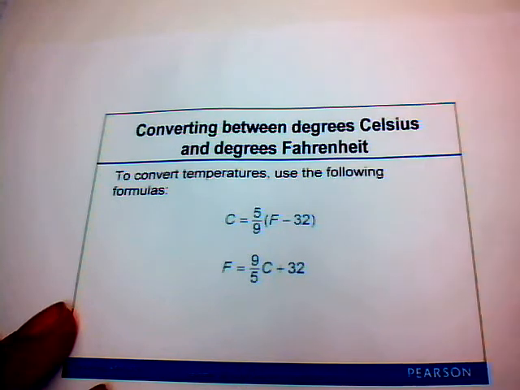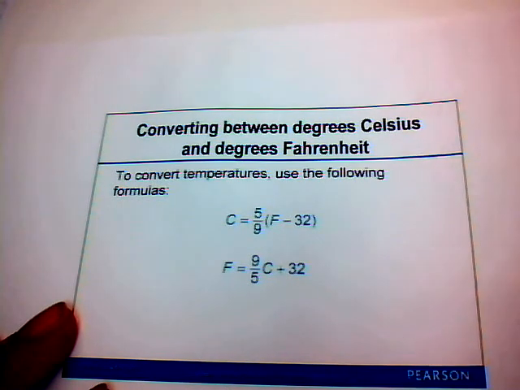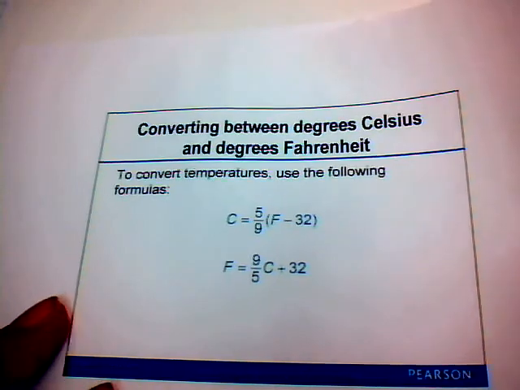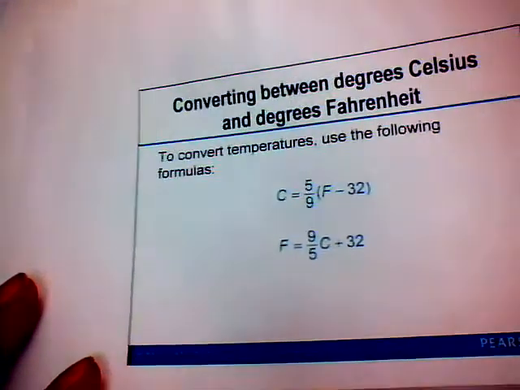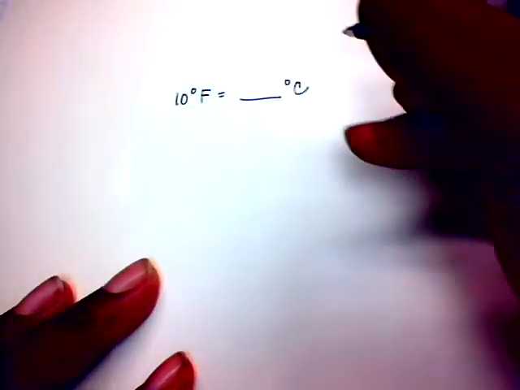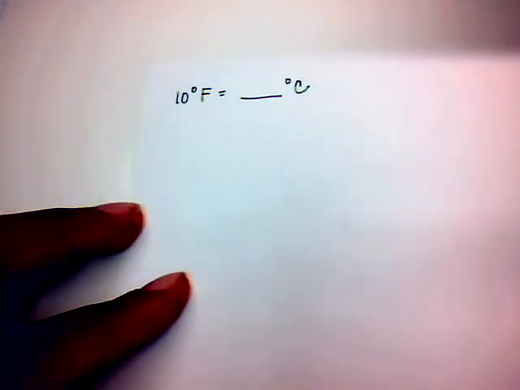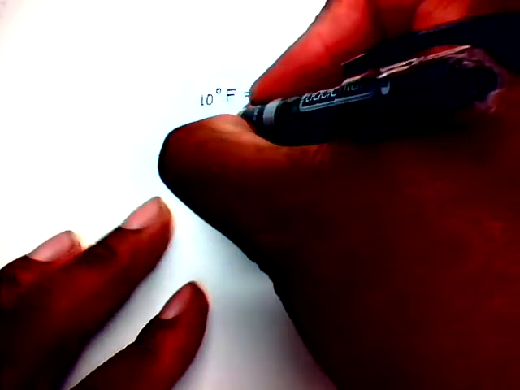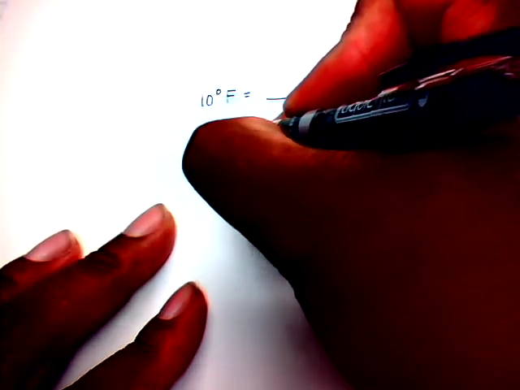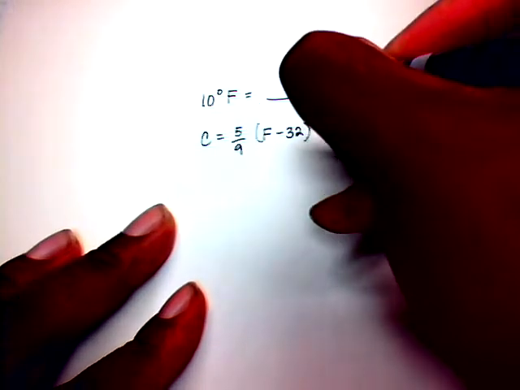Now let's look at a couple of examples. Let's say we want to convert 10 degrees Fahrenheit to Celsius. So 10 degrees Fahrenheit is equal to how many degrees Celsius? Okay, in this case we have to use this formula: C is equal to 5/9 times F minus 32.